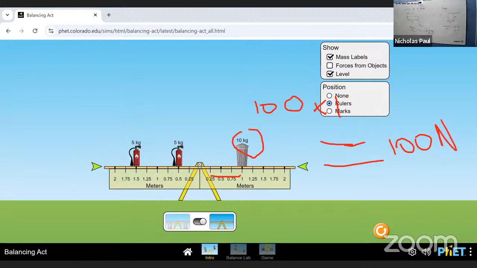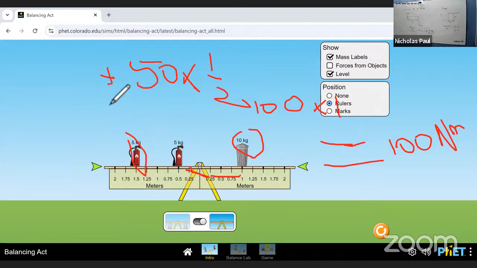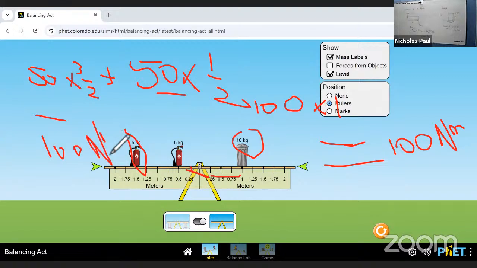So that is 100 newton meter. What about the left side? The left side is 50 by, how far is this? 0.5, 1.5. And then if I add this one, that will be 50 by 1.5, and if you add it up, you'll end up with 100 newton meter. So this here is called the principle of moments.